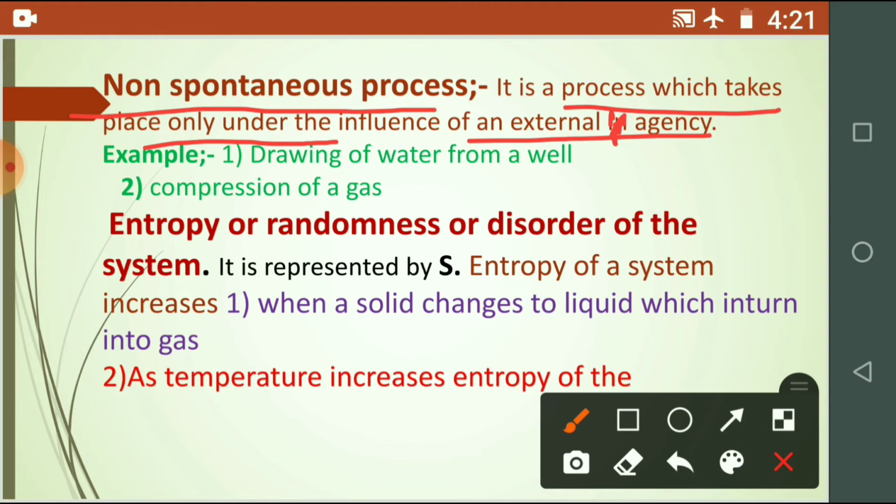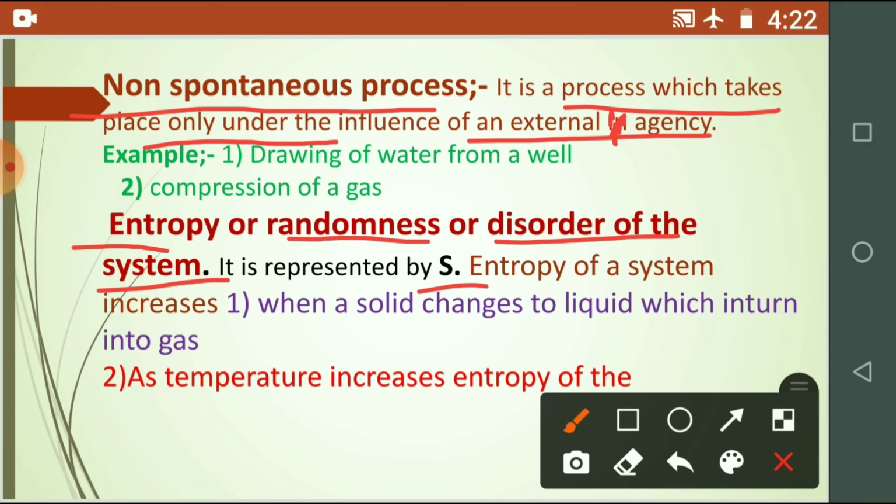These are non-spontaneous processes. Okay, so one more thermodynamic property we are going to study is entropy, or the randomness or disorder of the system. It is generally represented by S. Entropy of a system increases.